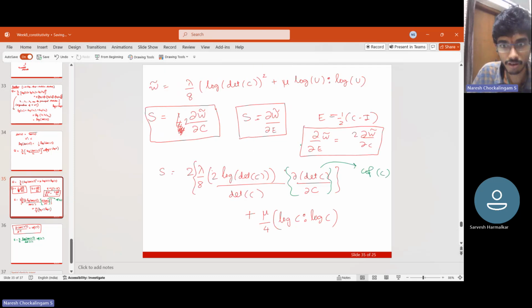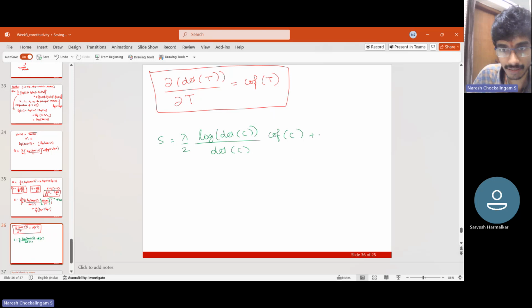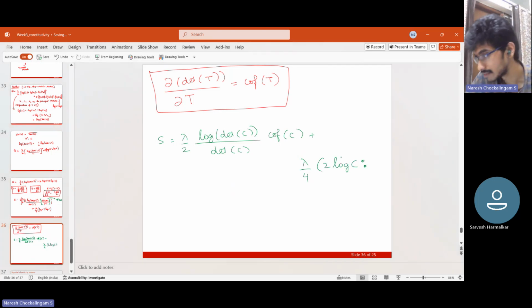And in the second term, what do we have? We have log C inner product with log C. So plus you have a lambda by 4. The inner product is symmetric, so it is just 2 times log C. You get 2 times log C inner product with the derivative of log C with respect to C, which is C inverse, multiplied by dou C with respect to C. C with respect to C is the fourth order identity, so it is just C inverse.